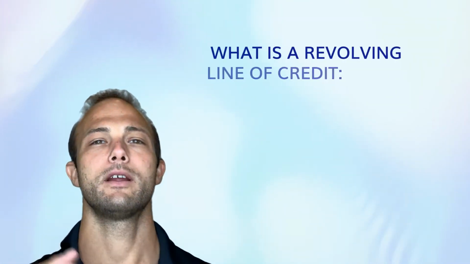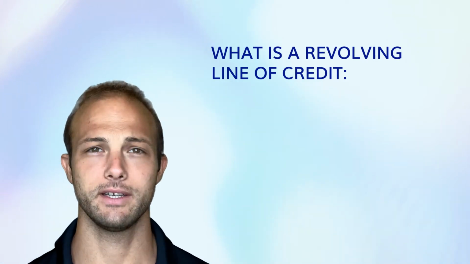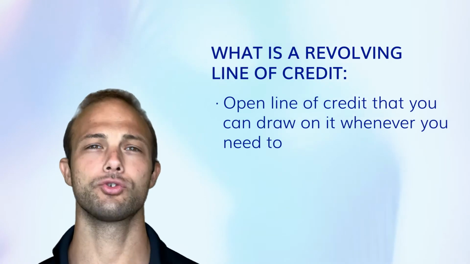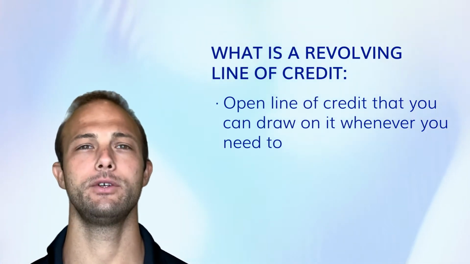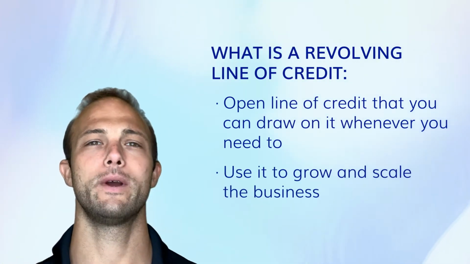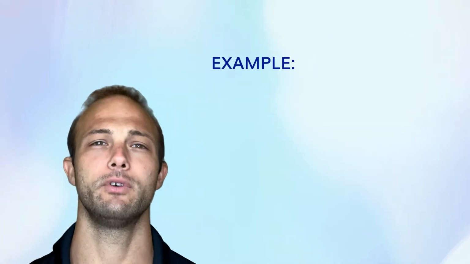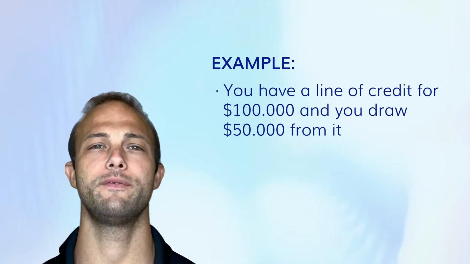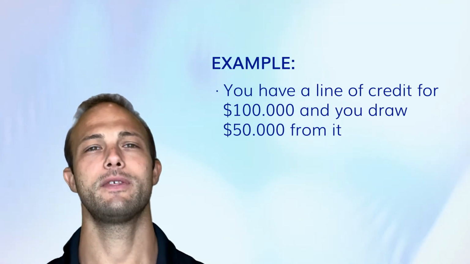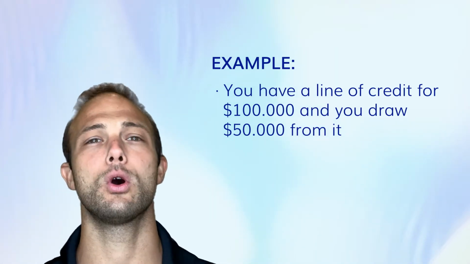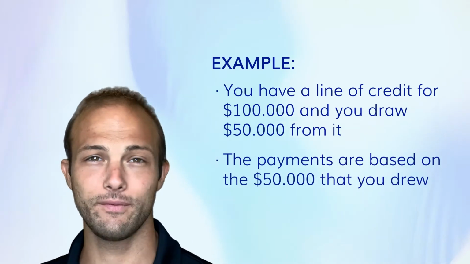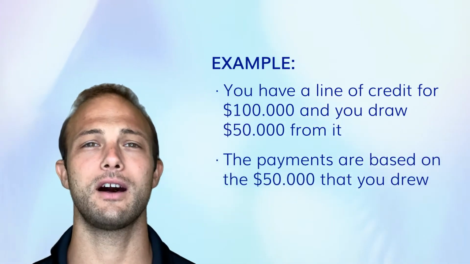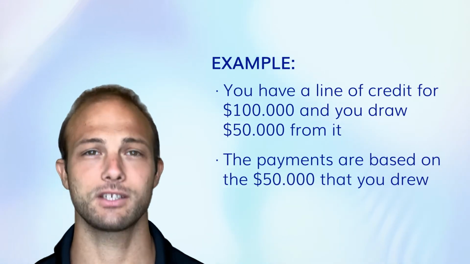Let's go over what a revolving line of credit for your business is. A revolving line of credit is an open line of credit that you can draw on whenever you need to use it to grow and scale the business. So for example, if you have a line of credit for $100,000 and you draw $50,000 from it, that $50,000 hits your account, that is all you're going to be paying on. The payments are based on the $50,000 that you drew, not the whole $100,000 that the line of credit is maxed to. That's number one.